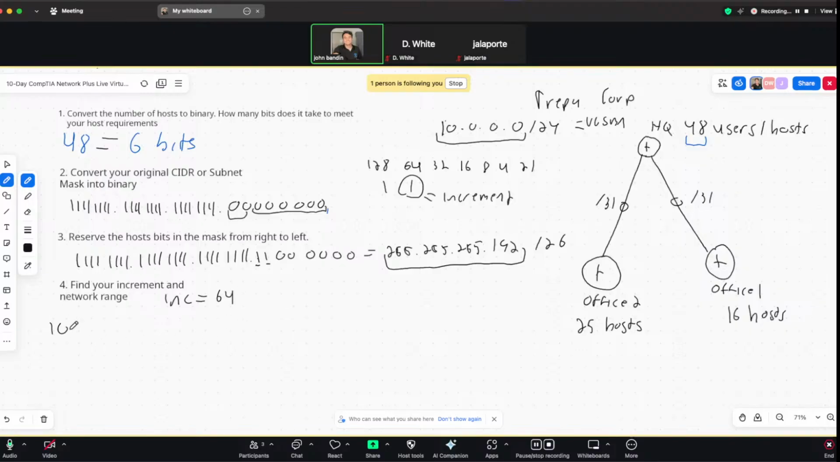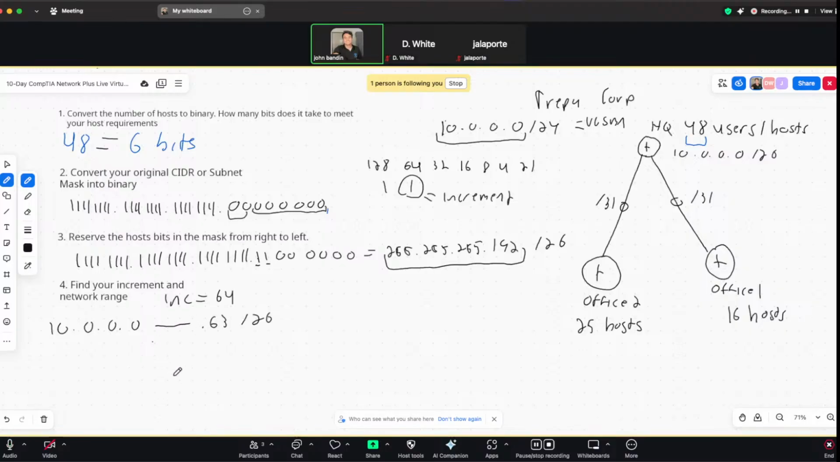And our network range is going to be 10.0.0.0 through .63. We pretty much just add that. You may say, well, 0 plus 64 is 64. But remember, in computer networks, 0 always counts as 1. So that's our new network range. The HQ network is going to be 10.0.0.0/26. We have 64 IP addresses, and this is our usable range here.